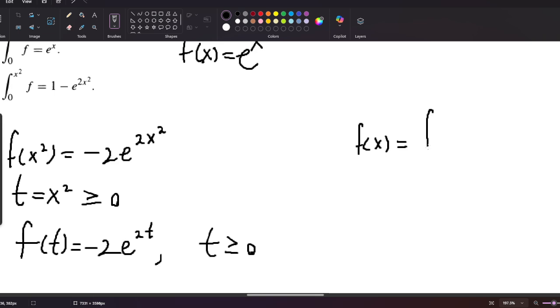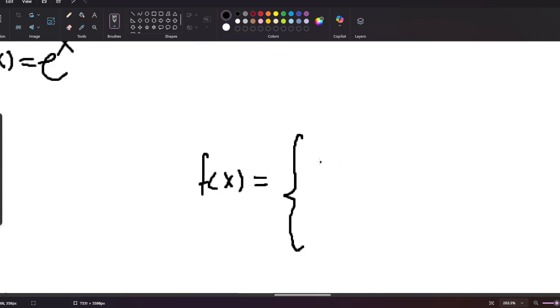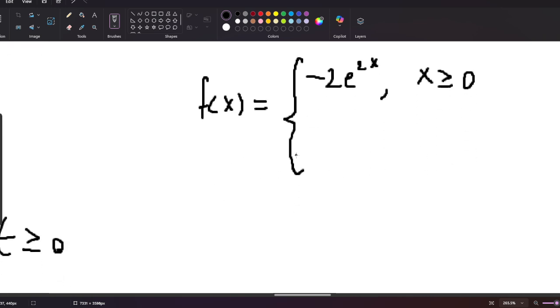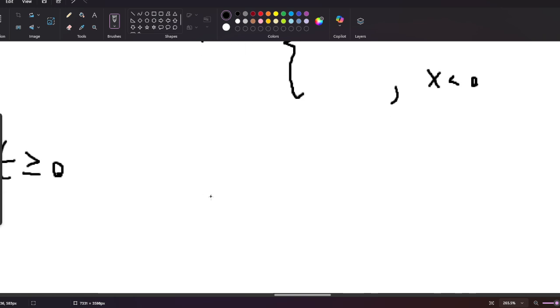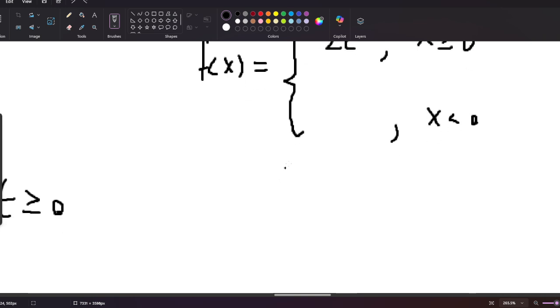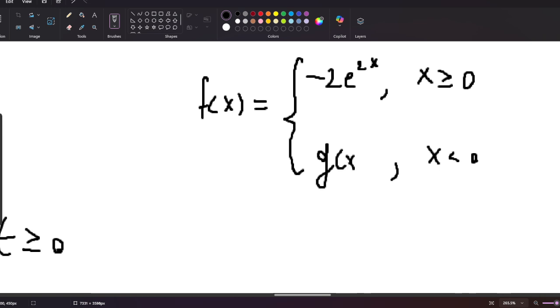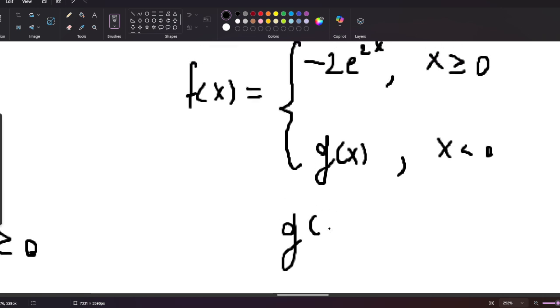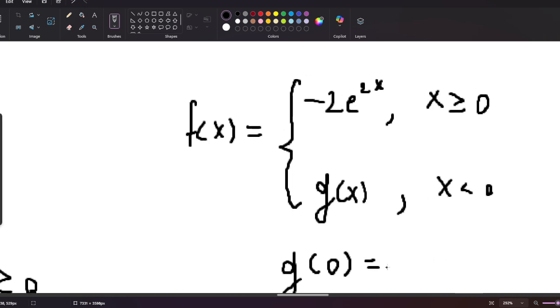We're gonna define it as a piecewise function. It's gonna be negative 2 times e to the power of 2x for x greater than or equal to 0. Now, for it to be continuous, the part for x less than 0 is supposed to be equal to this part for 0 too. So let's say that this is some function g of x, and g of x is a function that has to equal this function at 0. So g of 0 is going to be just minus 2.